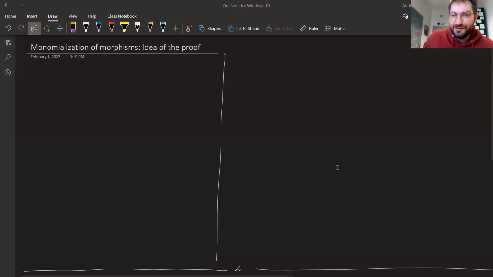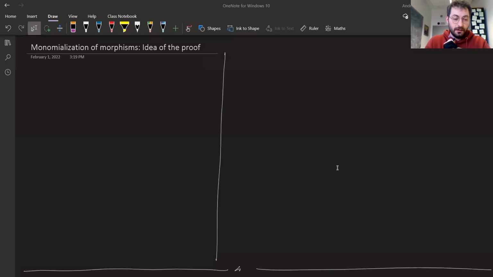So let's do it. I want to talk about now the idea of the proof of modernization of morphisms. And up until now, what we have done was to make considerations on the target and to talk about applications of the result. So today, my idea is to talk mainly about the source of the morphism. But before that, I want to restate the result in a little bit different way. And I want to start by motivating why.